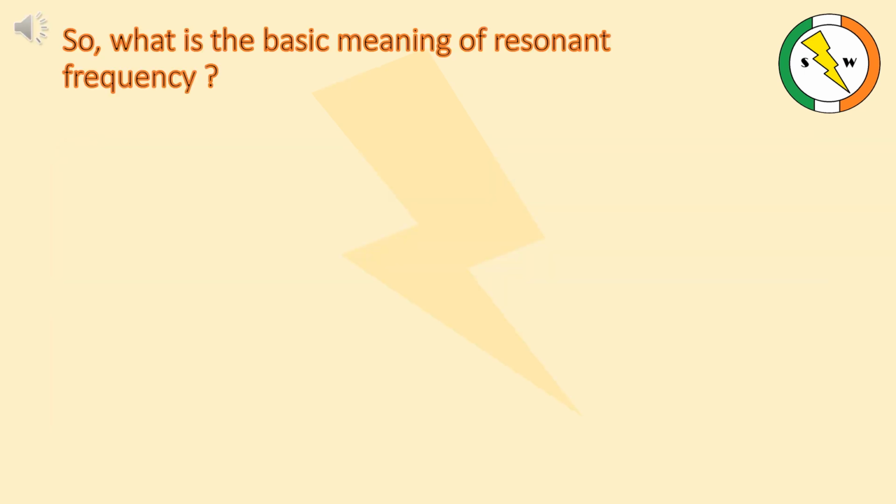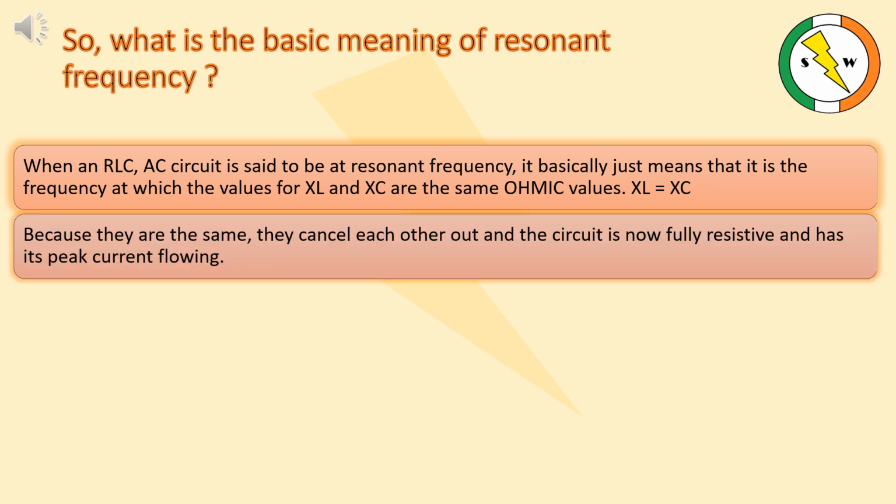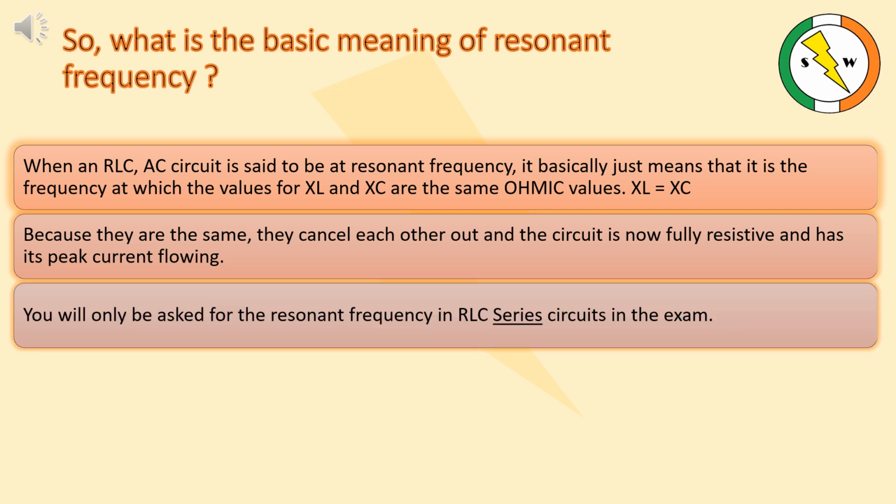So what's the meaning of resonant frequency? When an RLC AC circuit is said to be at resonant frequency, it basically just means that it is the frequency at which the values for XL and XC are the same ohmic values. So XL equals XC. That's the inductive reactance is the same value as capacitive reactance. So for example, XL is 10 ohms and XC is 10 ohms. Because they're the same, they cancel each other out, and the circuit is now fully resistive, like we assume that a house is, and its peak current flows, so we'll have brilliant power factor.